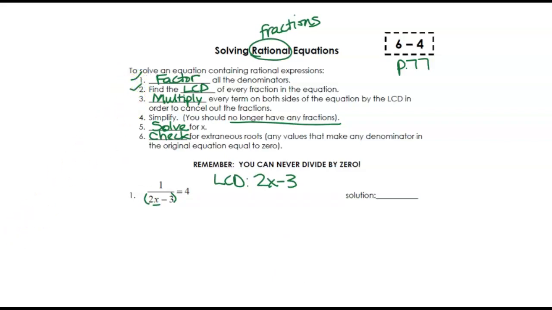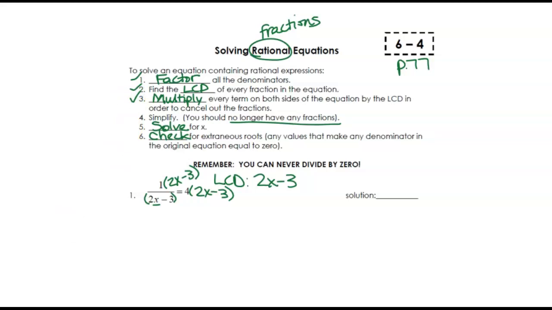So now I'm going to multiply every term on both sides of the equation by 2x minus 3. So I'm going to take this term and multiply it by 2x minus 3. And I'm going to take this term and multiply it by 2x minus 3. Because what I do to one piece of the equation, I have to do to every piece in order to remain balanced. Now I want to simplify.